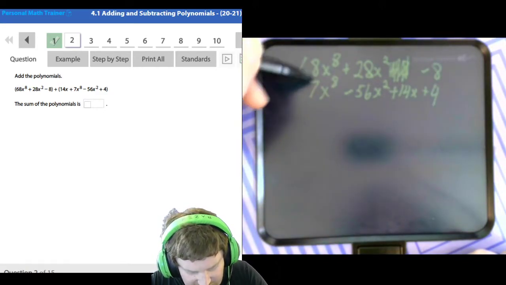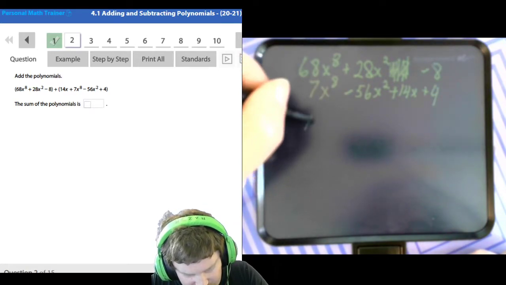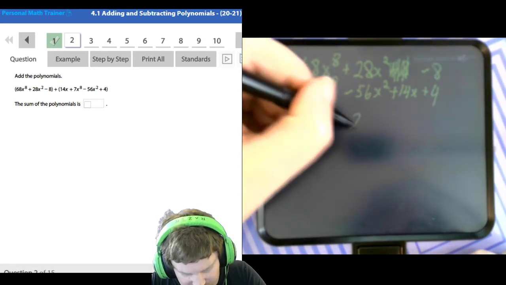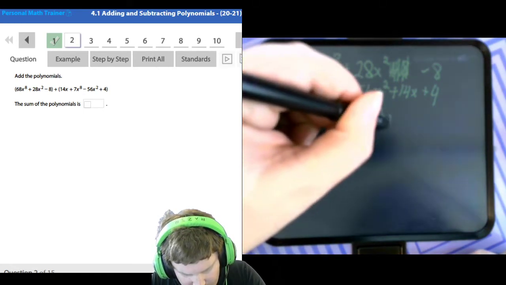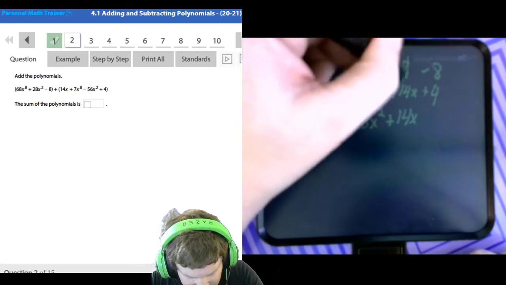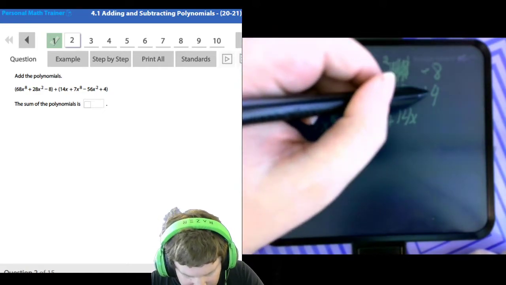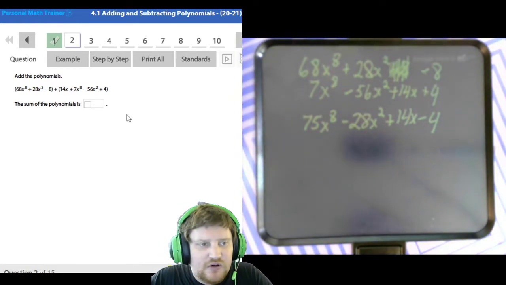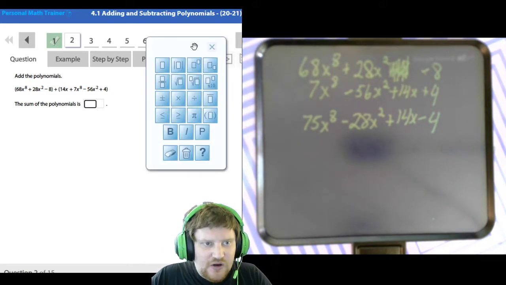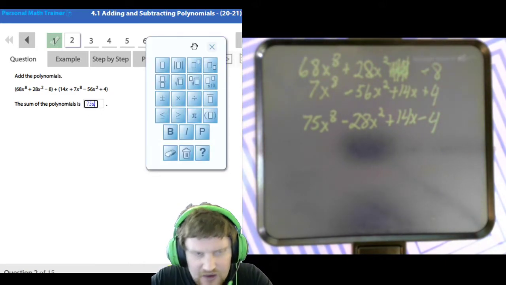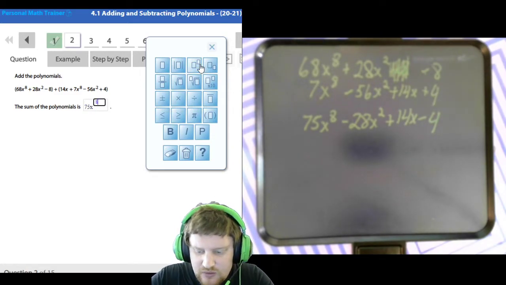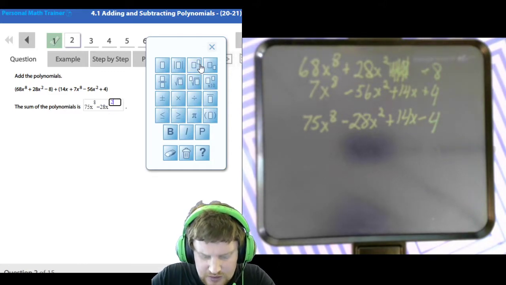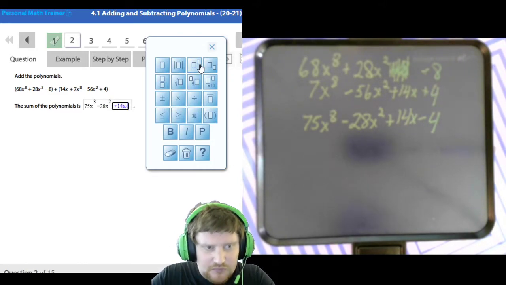So 68 plus 7 is 75, x to the 8th. 28 minus 56 is negative 28, x squared, plus 14x, because it didn't have anything to combine with. Then negative 8 plus 4 is negative 4. So just stack them on top of each other. Bring down your answer, and we have 75x to the 8th minus 28x squared plus 14x minus 4.